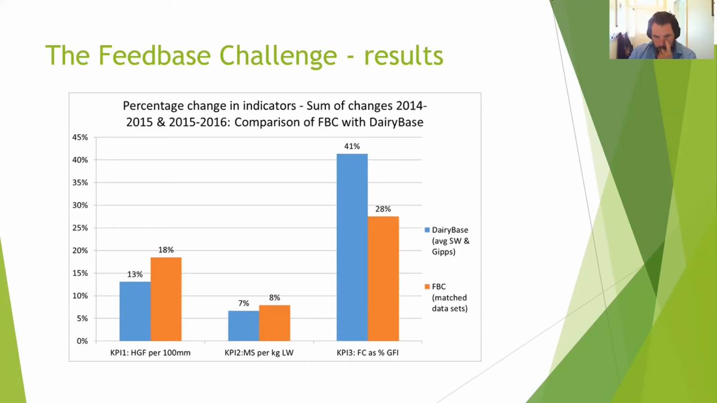The orange is participants in our program. The blue is the industry averages. So on average, we saw an increase in the first KPI over and above what happened at an industry level. We saw a slight shift in KPI 2, which was neither here nor there. But this one was the big one, the third one.